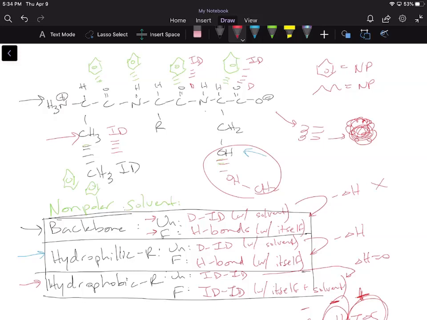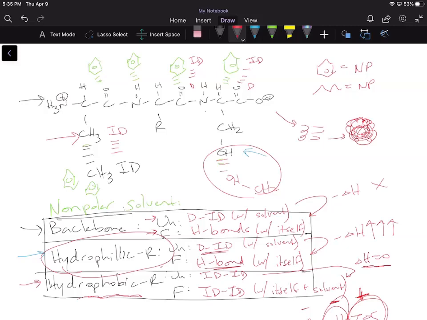Okay, so now let's think about this. Well, if I add more hydrophilic R groups, what's going to happen? The more hydrophilic R groups I have, the more dipole-induced dipole bonds I'm going to break, and the more H bonds I'm going to form. So that means that I'm going to basically release even more energy to make my delta H even more negative. The hydrophobic R groups, what about them? Well, the more hydrophobic R groups I have, it doesn't really change my delta H because I'm breaking the same strength of bonds in the reactants versus the products.